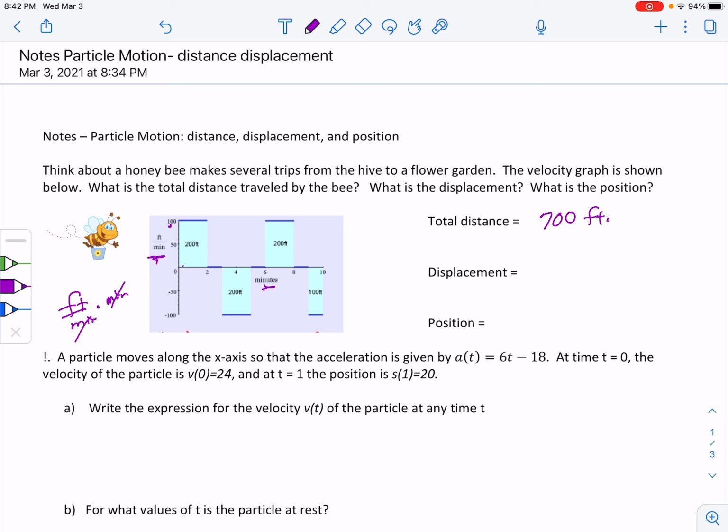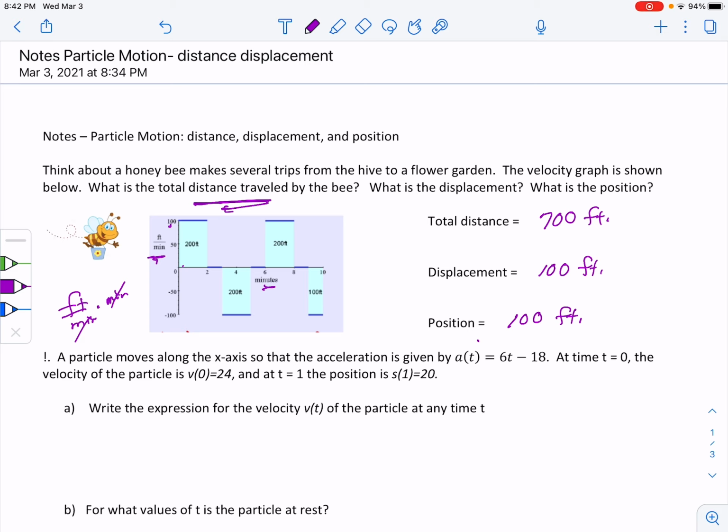His displacement, he went 200 this way, 200 that way, 200 this way, came back 100. So his displacement is 100. His position is 100 feet from where he started. Okay, if he had come back 150, this would be 50. All right? Just a good concept to think about.